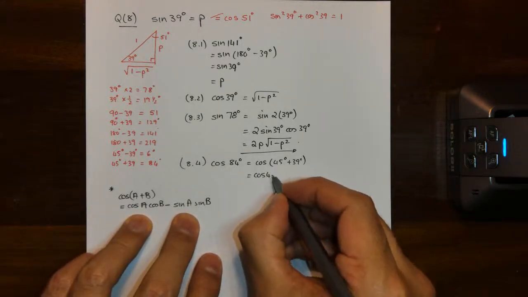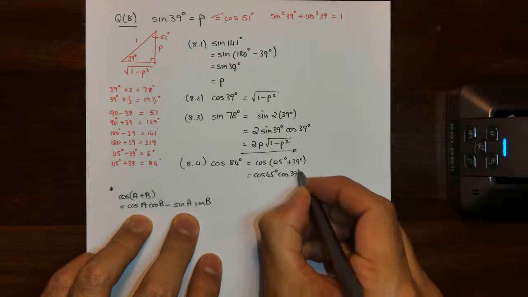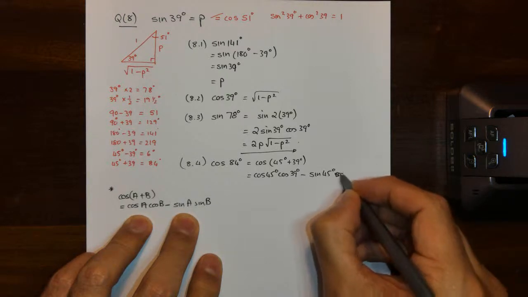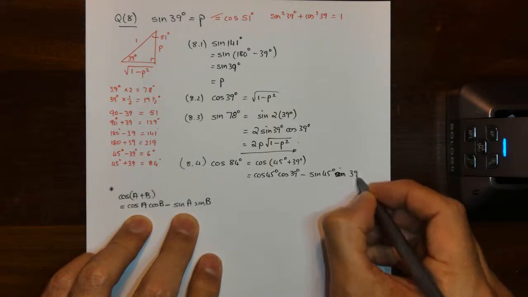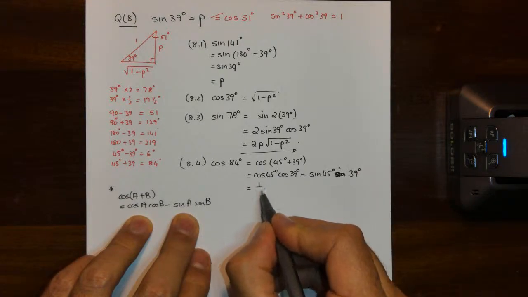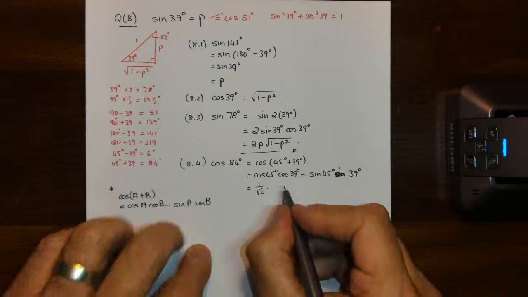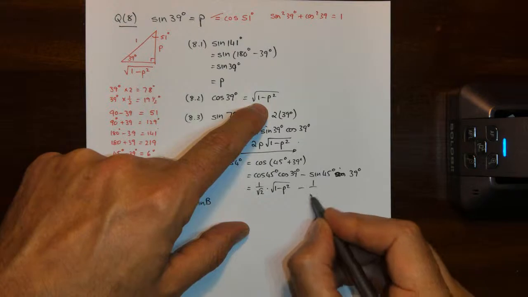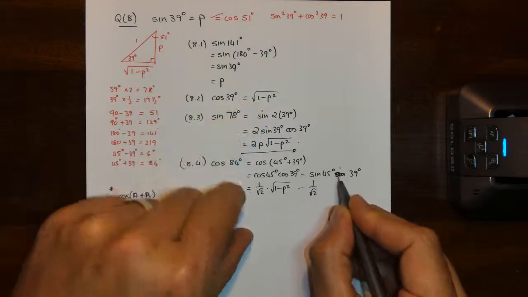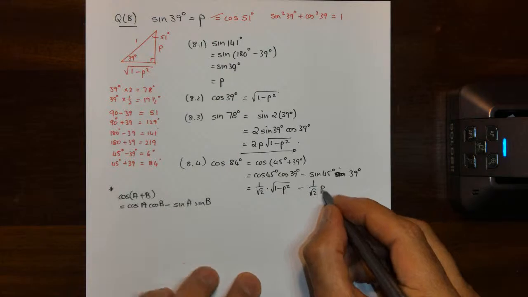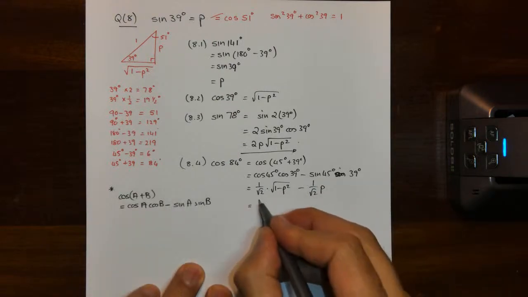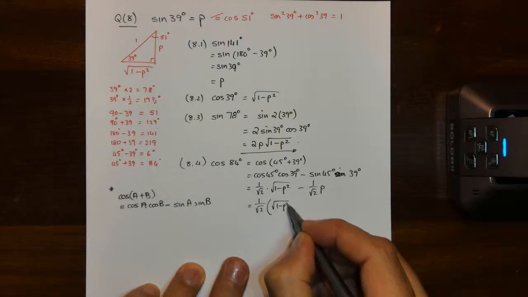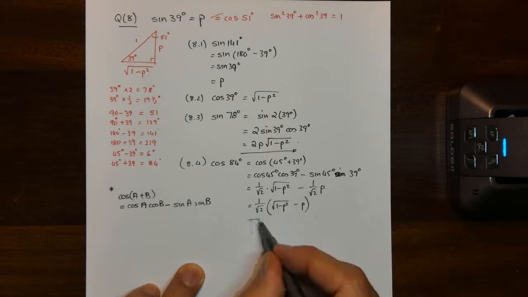So it's the cos of 45 degrees times the cosine of 39 degrees minus the sine of 45 degrees times the sine of 39 degrees. The cosine of 45 is 1 over root 2. The cosine of 39 we've got, that is the square root of 1 minus p squared. The sine of 45 is 1 over root 2, and then the sine of 39 was given as p. Okay, so we can then take out 1 over root 2 if you want to, and then leave the square root of 1 minus p squared minus p in the bracket.